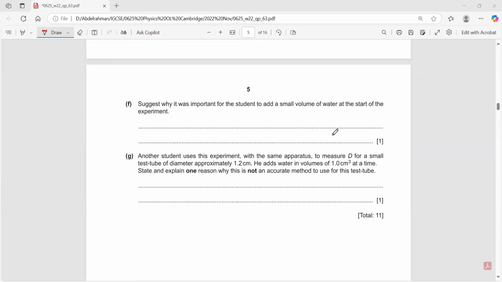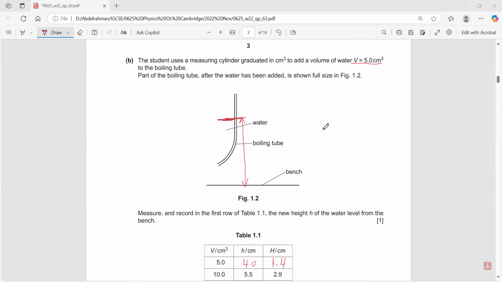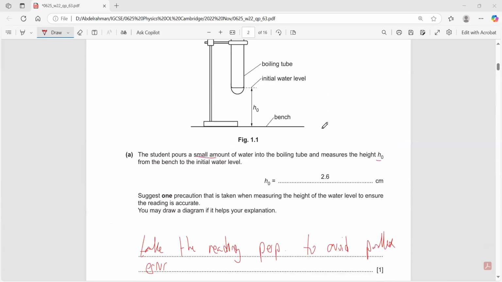Why is it important for the student to add a small volume of water at the start of the experiment? In the start of the experiment, she added some water, and then we measured H naught, the initial height of the water. If she hadn't done that, would the experiment have been accurate? No, it wouldn't. Why? Because this part of the tube is still curved, it does not have a constant volume. That's the problem. It doesn't have a constant shape yet.